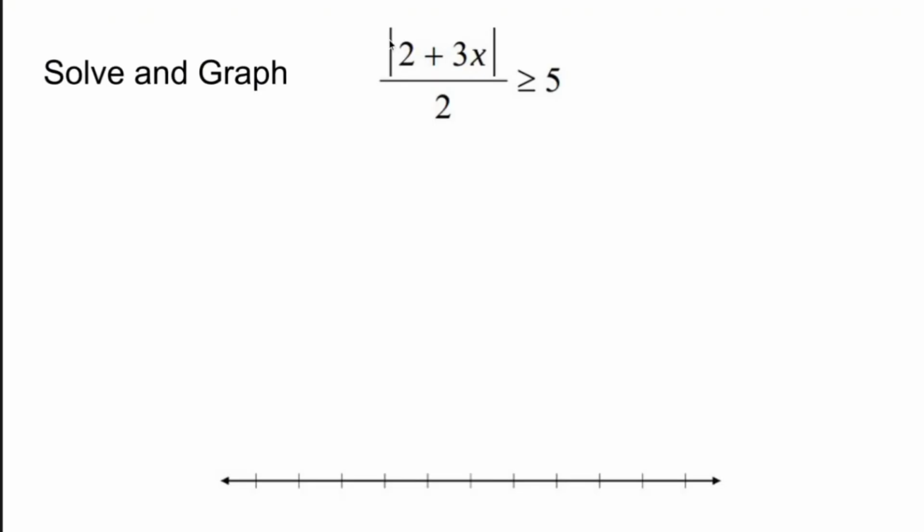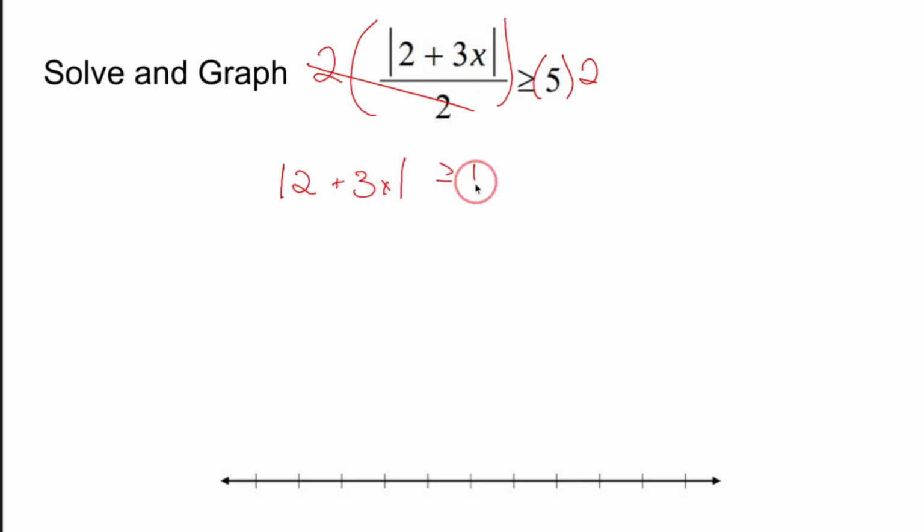All right, one more absolute value inequality. What you want to do with an absolute value inequality is get that absolute value all by itself. So if you're dividing an entire side by a number, multiply both sides by that number. That allows the absolute value to now be on its own, the twos cross out, and that's going to be greater than or equal to 10.